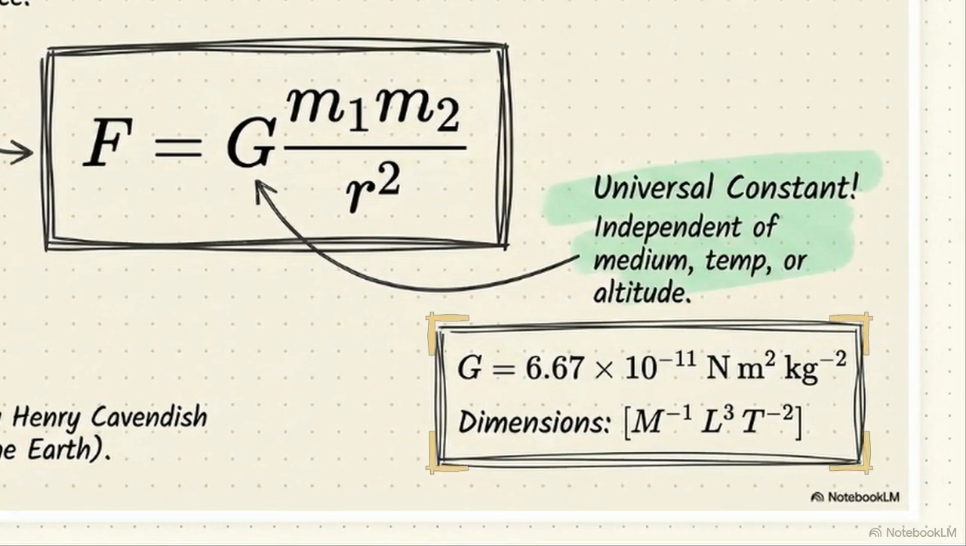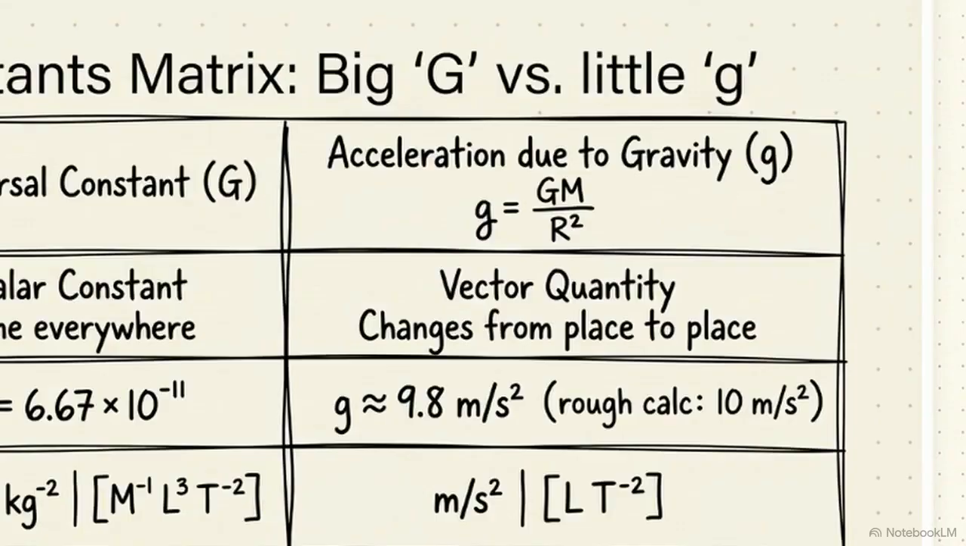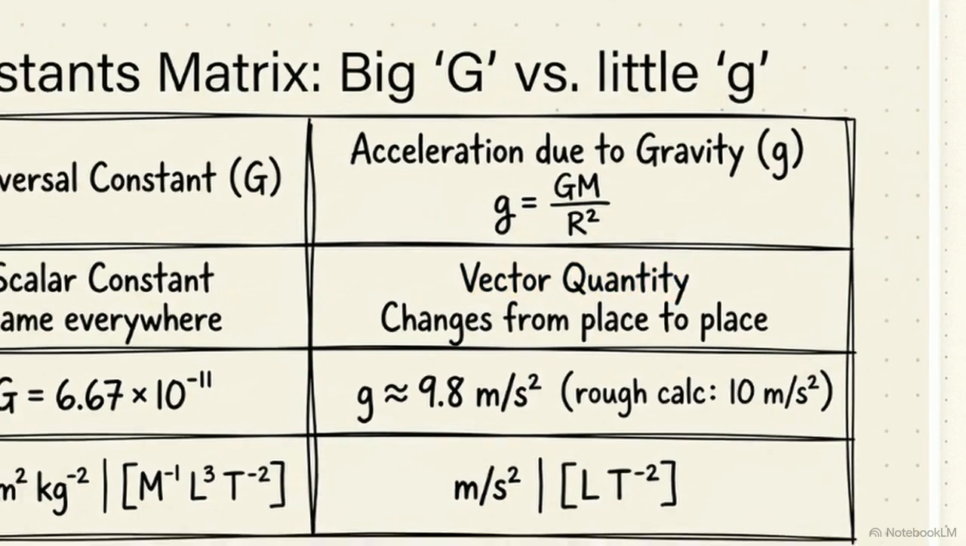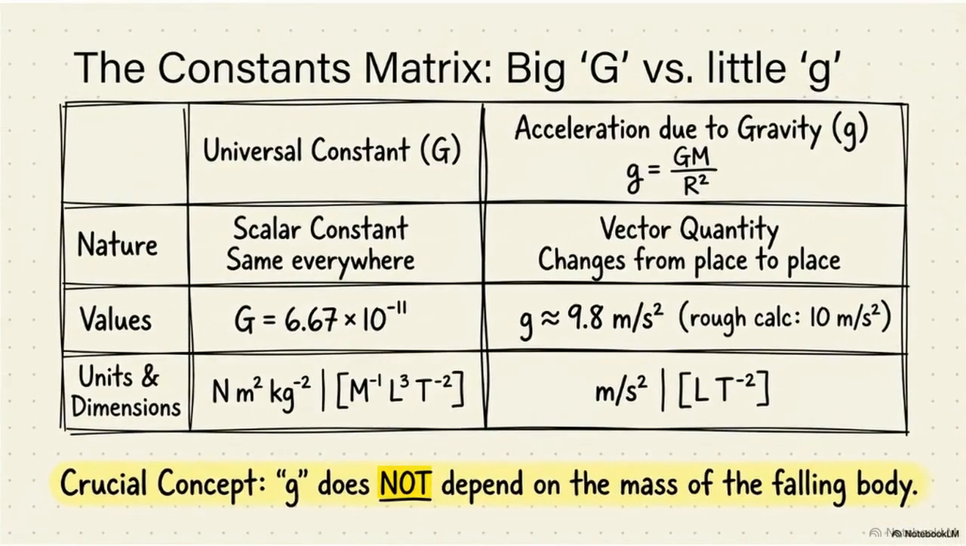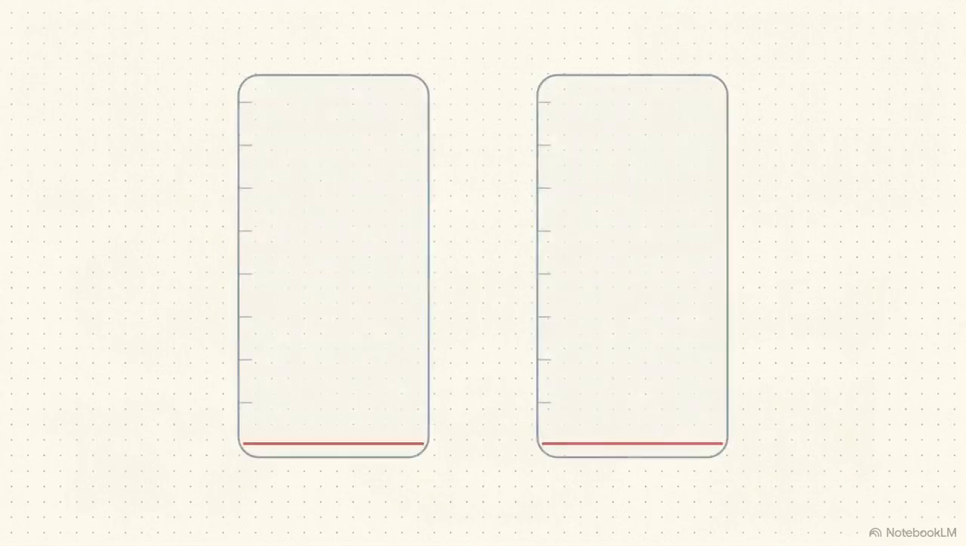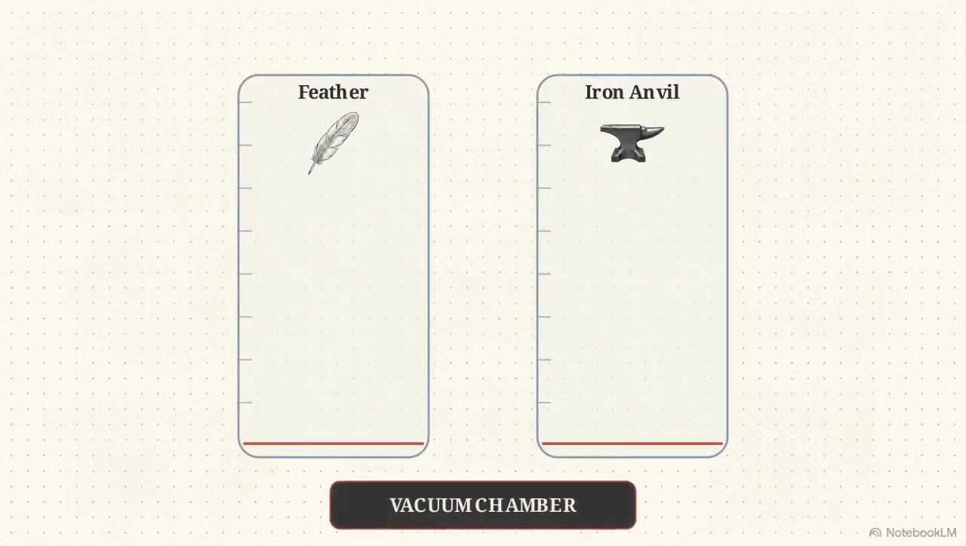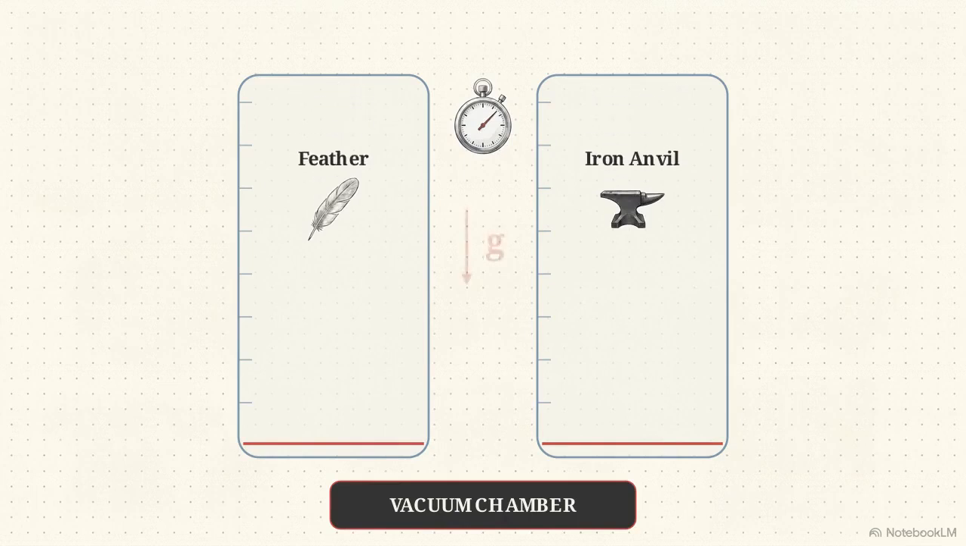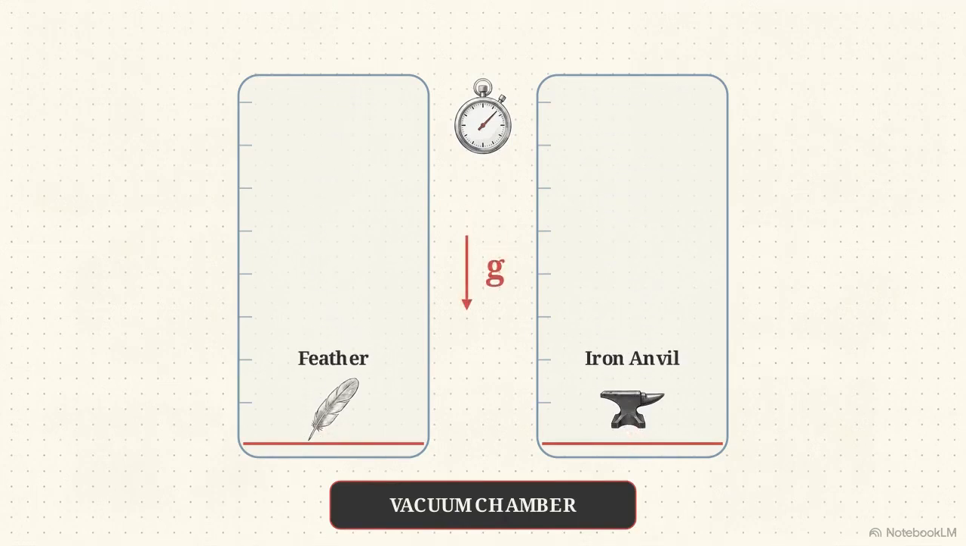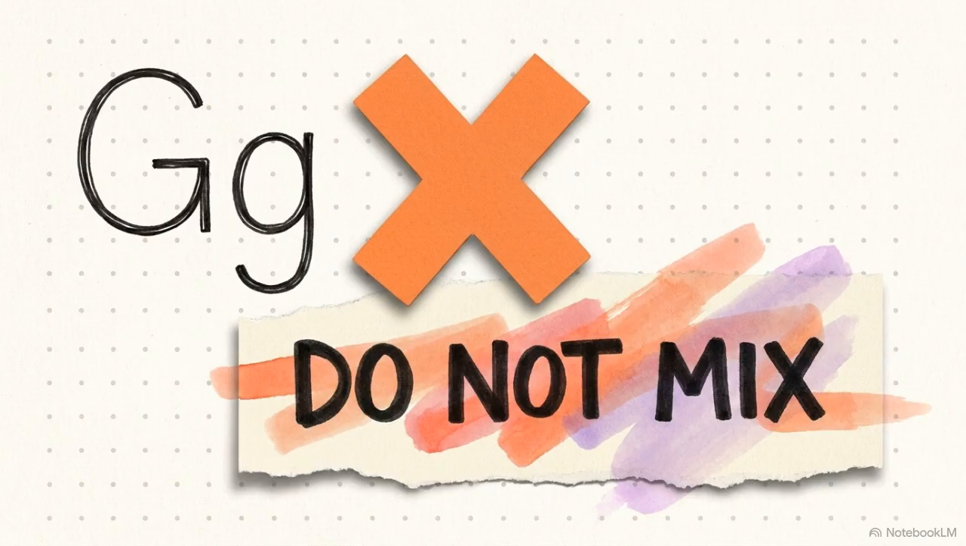Compare that to the right side of this matrix. Lowercase g represents acceleration due to gravity. It's a vector quantity that changes based on location. Crucially, as highlighted at the bottom, g does not depend on the falling body's mass. Whether you drop a feather or a solid iron anvil in a vacuum, the Earth accelerates them both at the exact same rate. Mixing these 2 variables leads to incorrect calculations. Capital G represents a universal baseline, while lowercase g is a localized environmental effect.